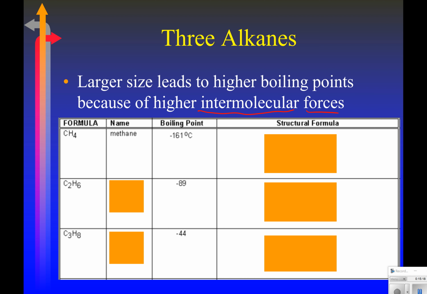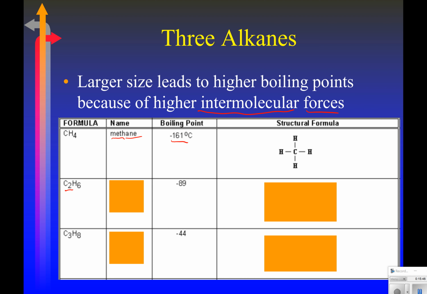So, for example, here, CH4 is methane. It turns into a gas at minus 161 degrees Celsius. Meth meaning one carbon. Ane meaning it's an alkane, so it's all single bonds. So our structural formula is one carbon, and then we just fill in the remaining bonds with hydrogens. And as long as it's a hydrocarbon, it's only going to contain those two elements.